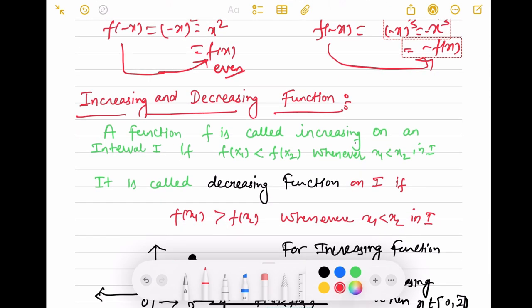The next type is increasing and decreasing functions. A function f is called increasing on an interval I if it satisfies the condition f(x1) < f(x2) whenever x1 < x2. And it is called decreasing on I if it satisfies the condition f(x1) > f(x2) whenever x1 < x2 in I.